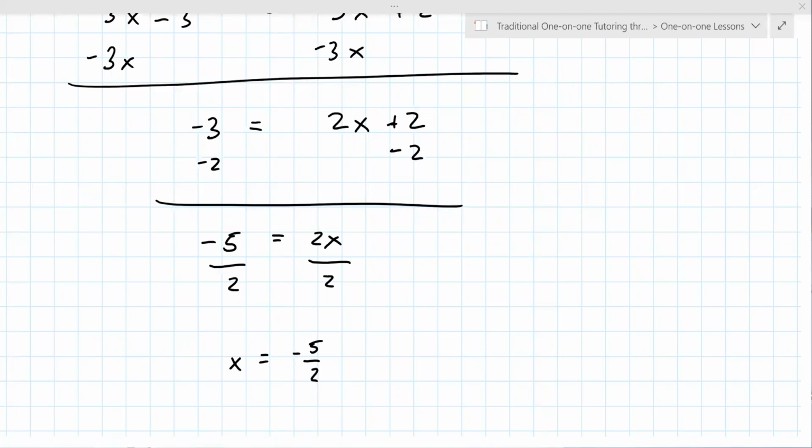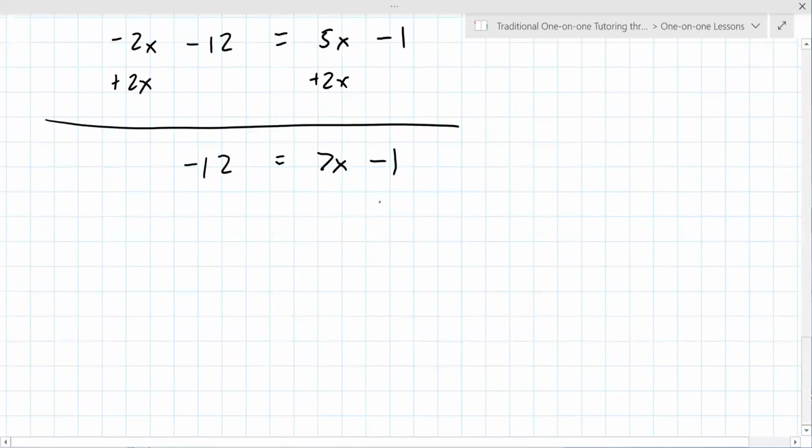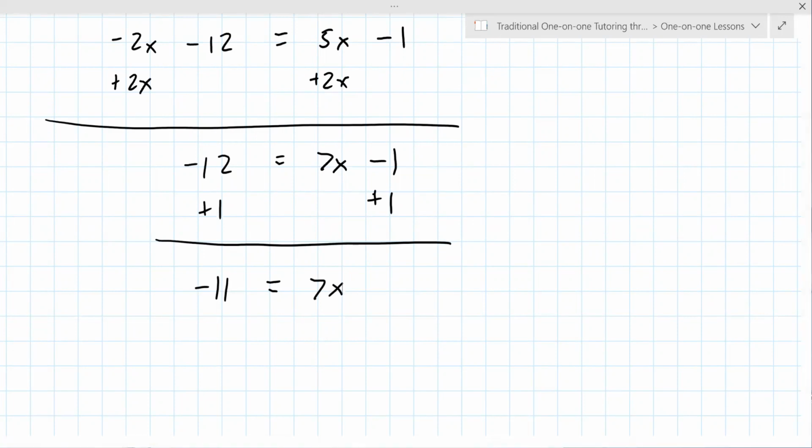Then 7x. So in this case, we're going to add 1 to both sides. Yeah. Okay. And then 12, -12, or oh my gosh, -11 equals 7x.